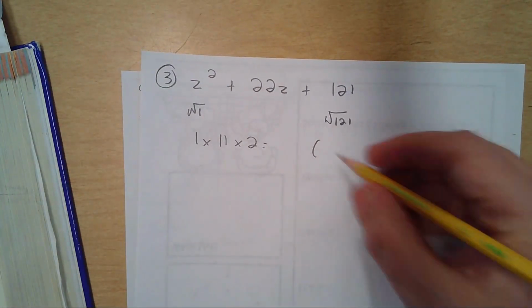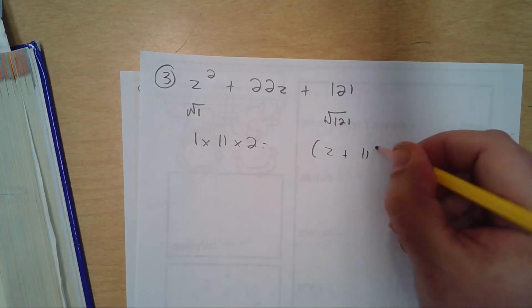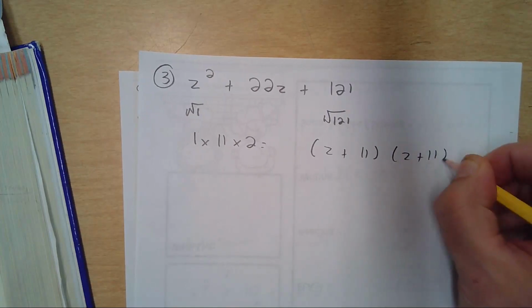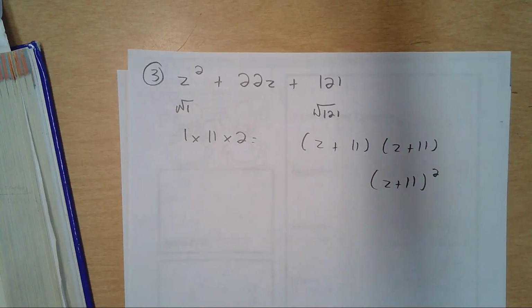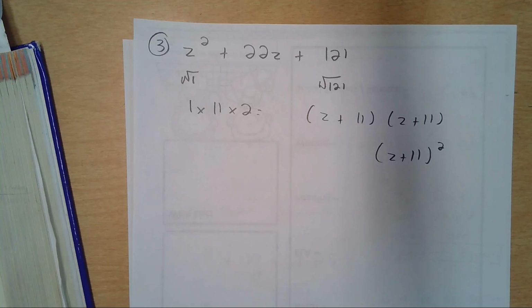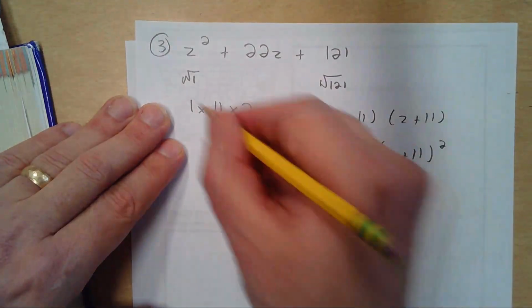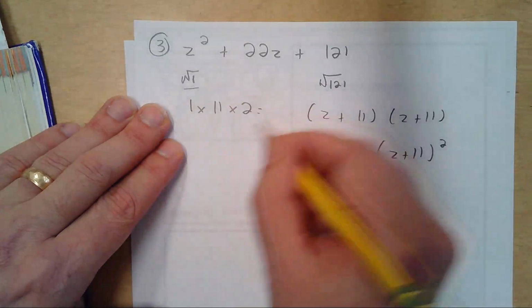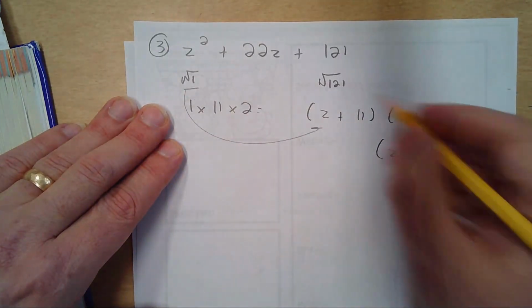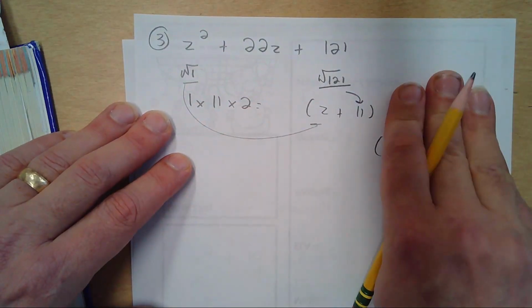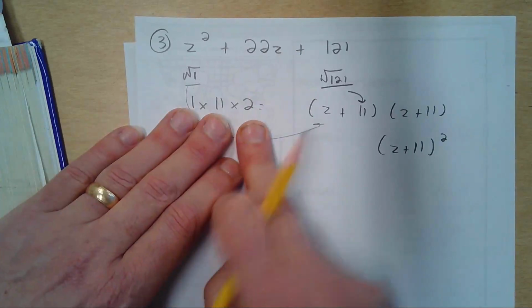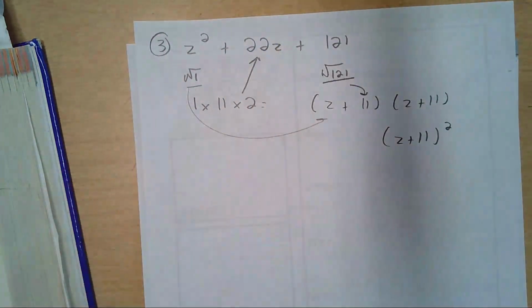So that means my answer is z plus 11, or just z plus 11 squared. Because again, I take my first term, there it is, that's my z term. That's my 11 term, and then doubling it, because I'm basically just multiplying everything times itself, gives me my middle term there.